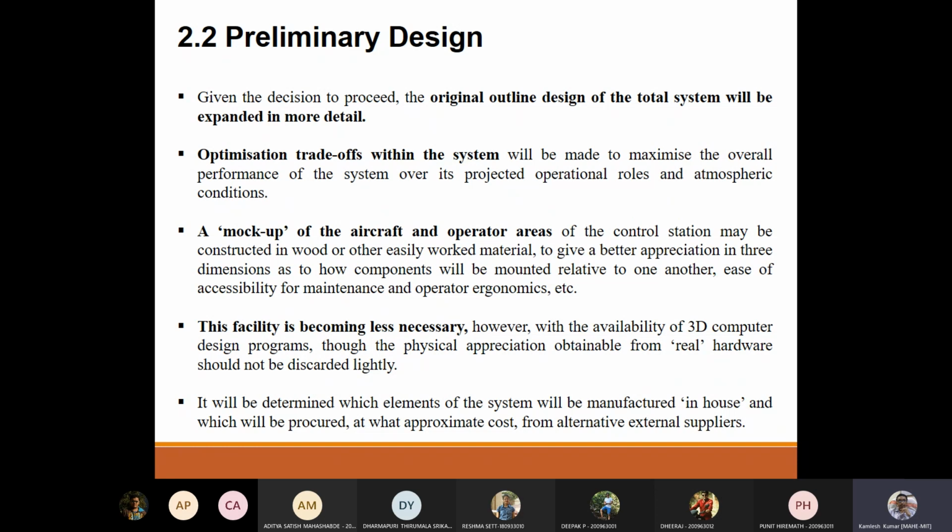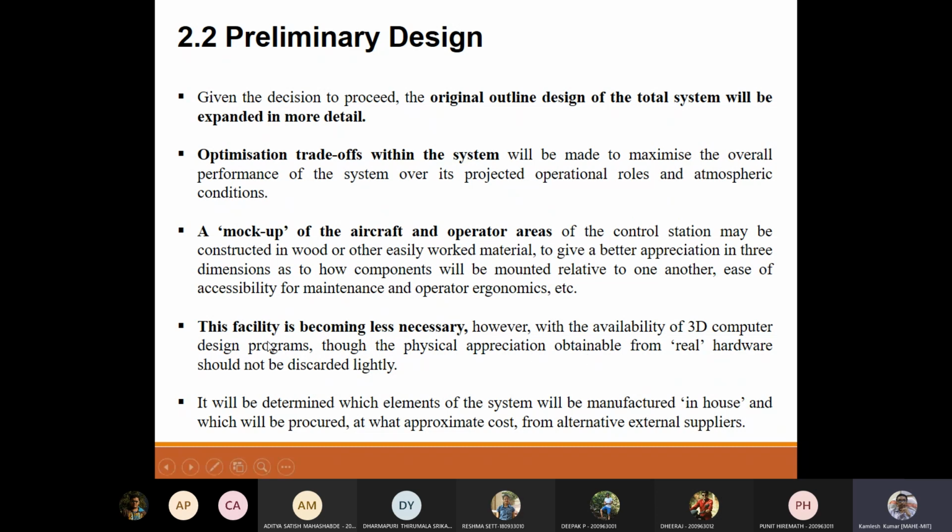And if you are talking about maintenance also, how easily you can do the maintenance, so accessibility for maintenance is also important. So all this activity you will get an idea of with the small models, the mock-up model itself.